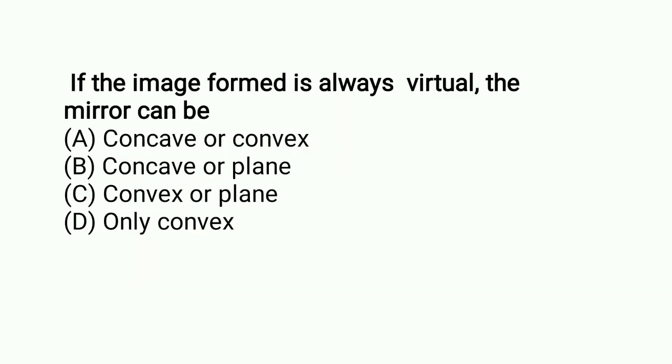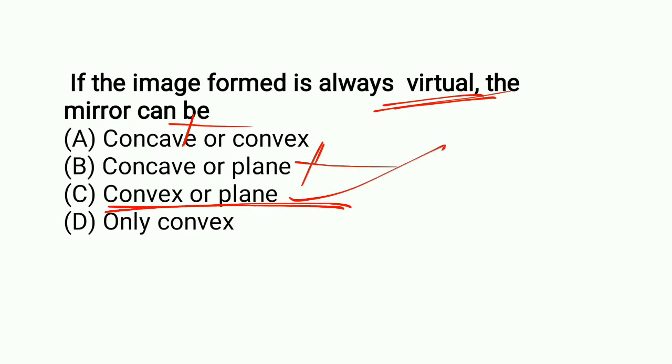Next question. If the image formed is always virtual, then the mirror can be concave or convex or plane. Concave will not always produce a virtual image, so option A is not the correct answer. Delete that one. Option C, you check this one. Convex or plane, yes, the convex or the plane mirror will always produce a virtual image. So option C is the correct answer.